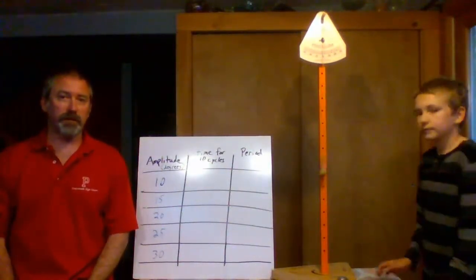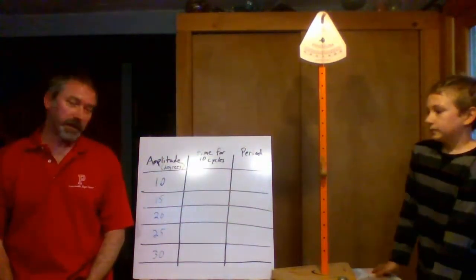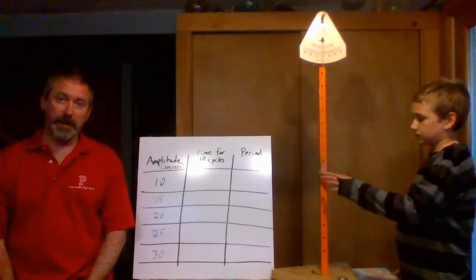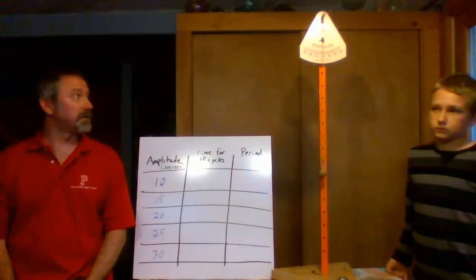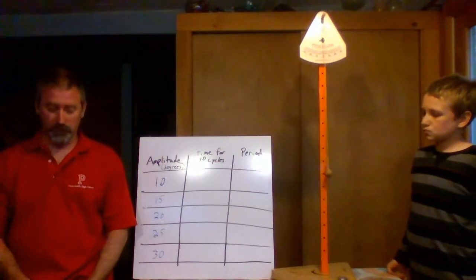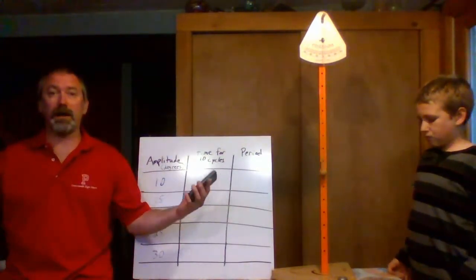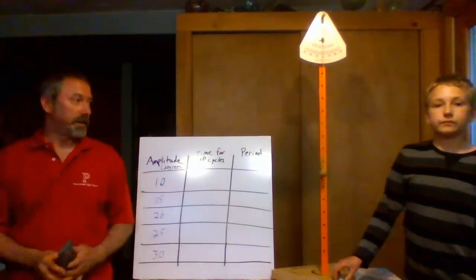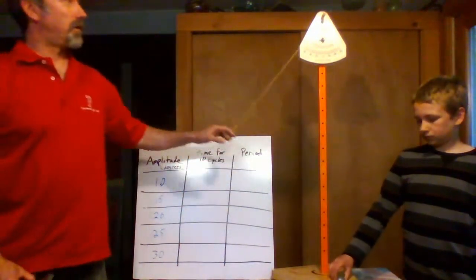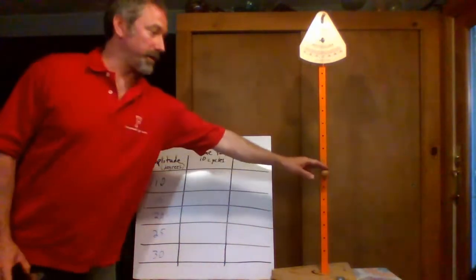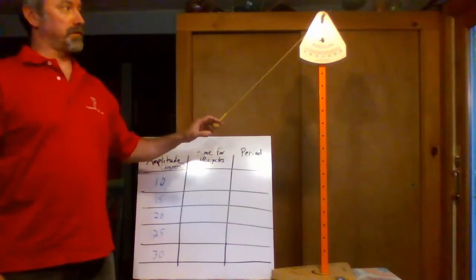Alright, so next up we're going to check the amplitude and see how that may or may not affect the period of the pendulum. So the amplitude, as you recall, is how wide, how large the cycle is. In this case, it's how far away from the equilibrium we start our pendulum bob.